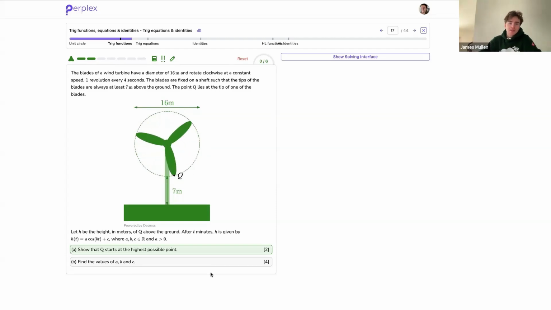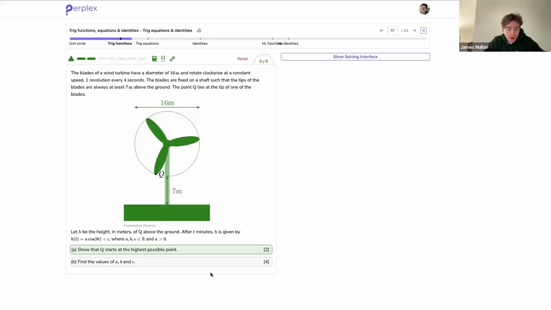So I have a wind turbine, and it's spinning here, isn't that cool? It has a diameter of 16 meters, and it rotates clockwise at a constant speed of 1 revolution every 4 seconds. The blades are fixed on a shaft such that the tip of the blades are always at least 7 meters above the ground. The point Q lies at the tip of one of the blades. Thank God we have a picture, because that is a bit of a word soup. Now we're told that h is the height in meters of Q above the ground, and after t minutes, h of t is equal to a cos bt plus c.